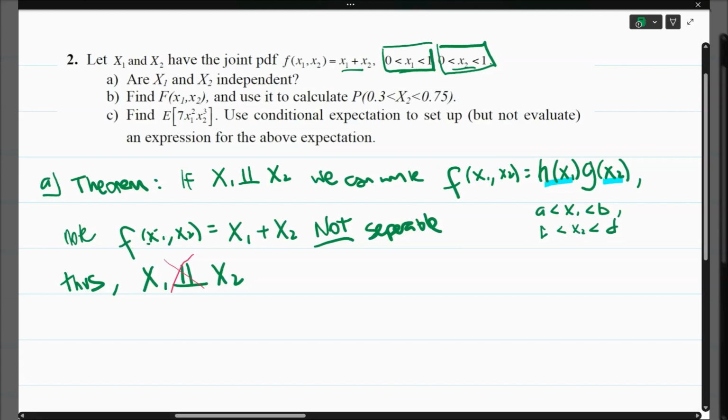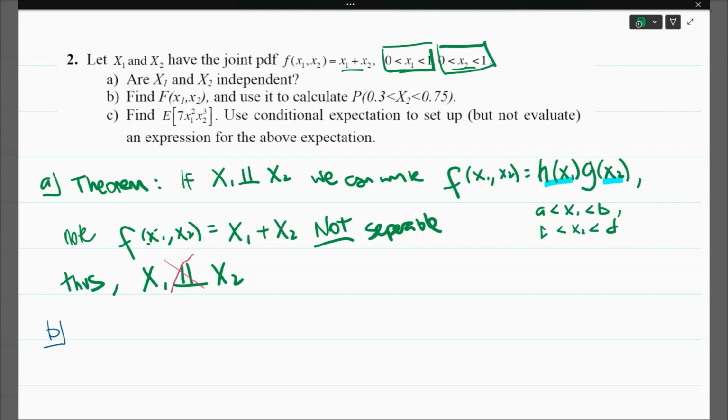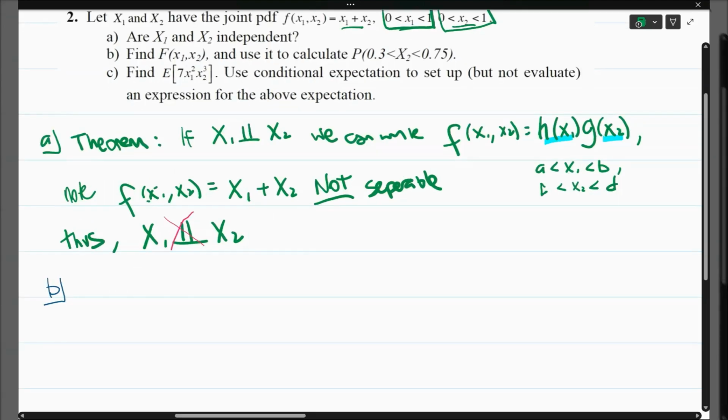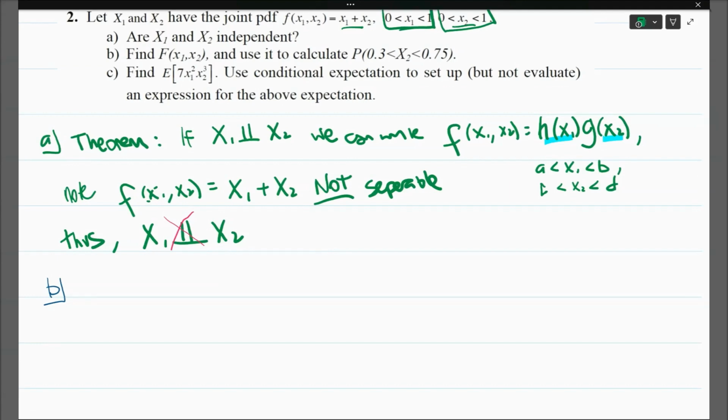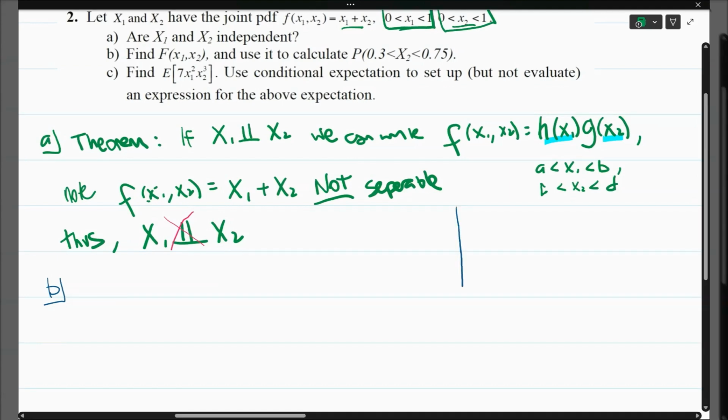Alrighty. Part B. Let's find the CDF and use it to calculate this probability. To find the CDF, we want to look at how much probability is accumulated up to a given location. So I'm going to creep into part A space up here and draw a diagram of the support.